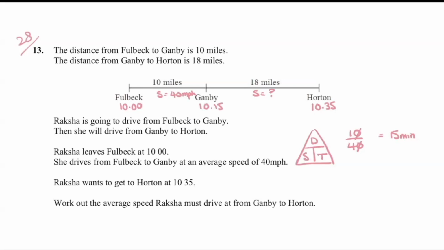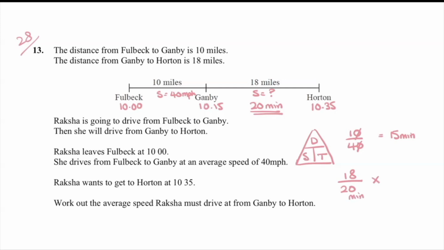What that does is it helps me get an extra piece of information here. I need to know the time if I'm going to work out the speed. I know it's 10:15 and she wants to be there by 10:35. So we've got 20 minutes. Speed is distance, which is 18, over time. Now, if I put 20 in, that's fine, but I do need to remember that this is in minutes. And actually, I want to be in miles per hour.